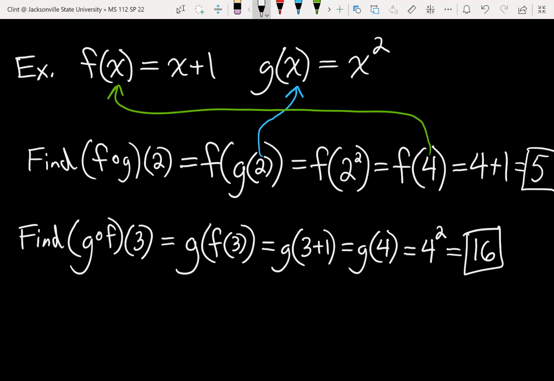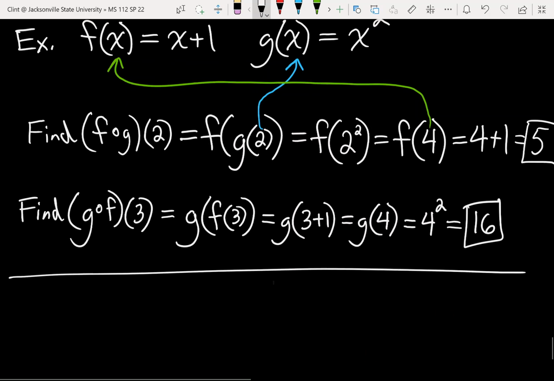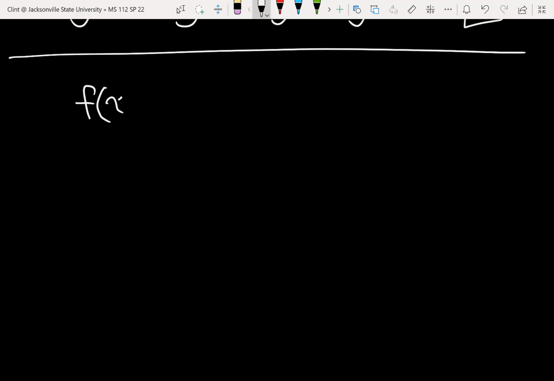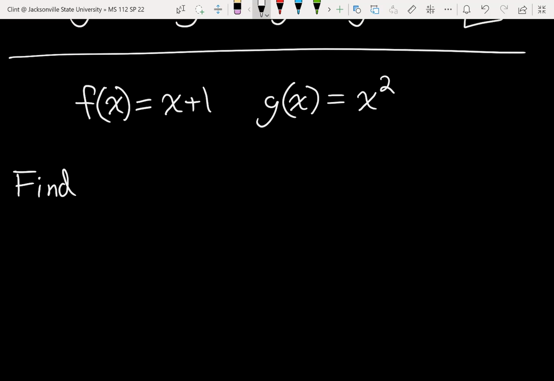All right, so that's one way we use these, and that's when we have a number involved. That's usually the shortest way to do it. The other way we could use composition is to make a new function, not just get a number out, but actually get a function out as our answer. So I'm going to copy down our two functions so we don't have to scroll back and forth. These problems, instead of giving us a number, will say, find F composed with G of X. So this means F of G of X.